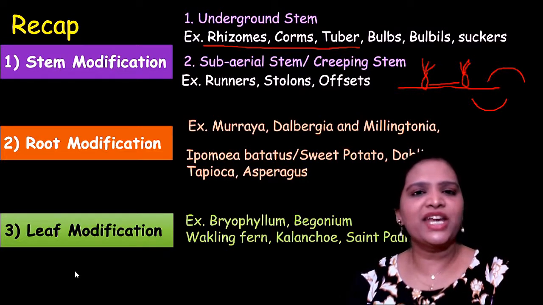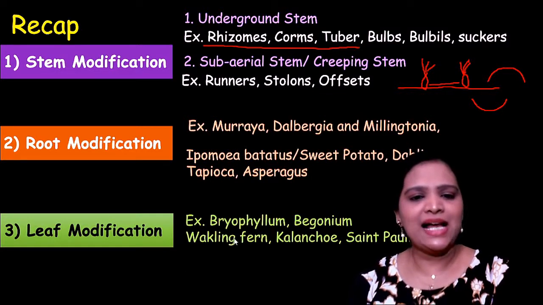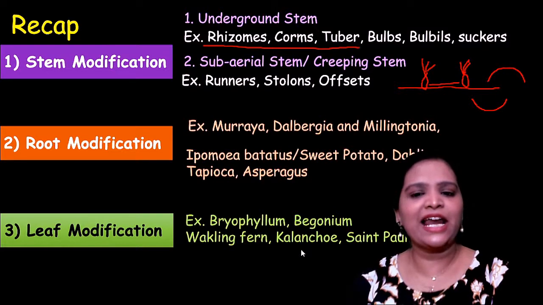And the third modification is leaf modification. Some plants will have adventitious roots and adventitious buds on their leaves. Examples are Bryophyllum, Begonia, walking fern, Calongia and Saint Paulia. Understand?